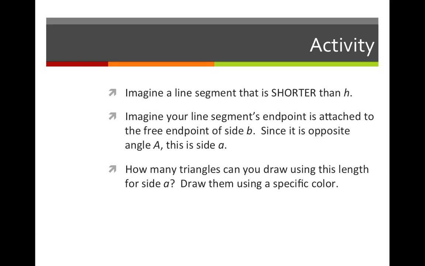All right, so now imagine a line segment that is shorter than what H is. And then imagine your line segment's endpoint is attached to the free endpoint of side B. Since this new segment is opposite of angle A, we would call this side A. Now, how many triangles can you draw using this length for side A? Go ahead and pause the video for a moment if you need to. Draw in whatever triangles you think you can create, and then come back for us to continue.